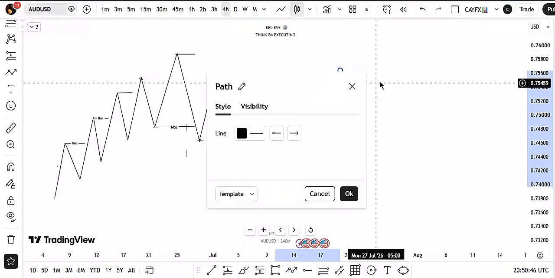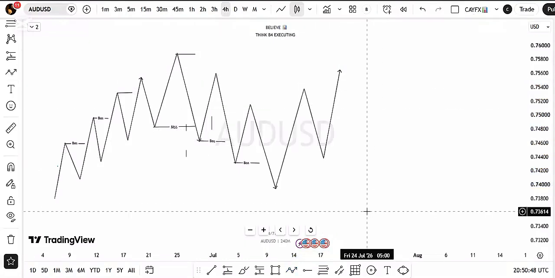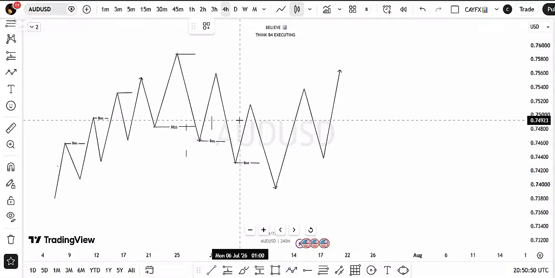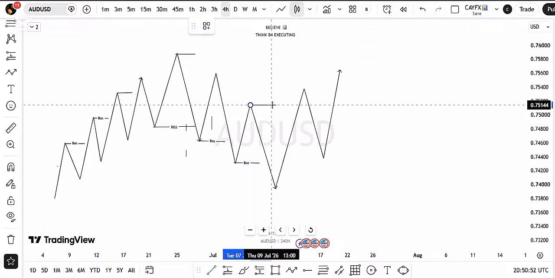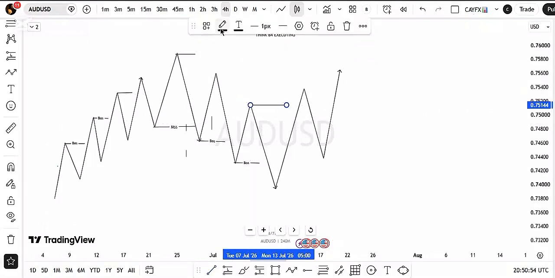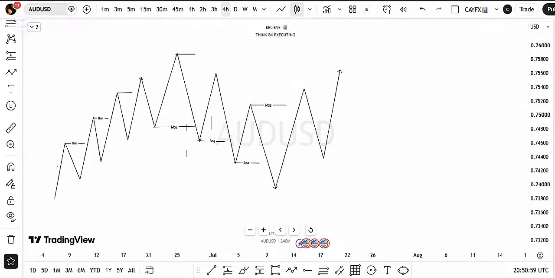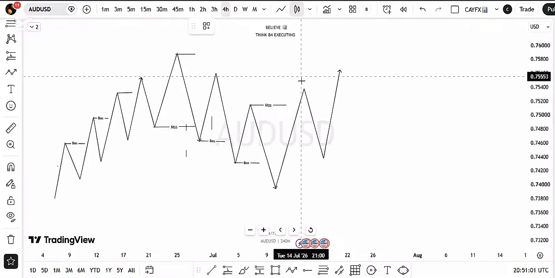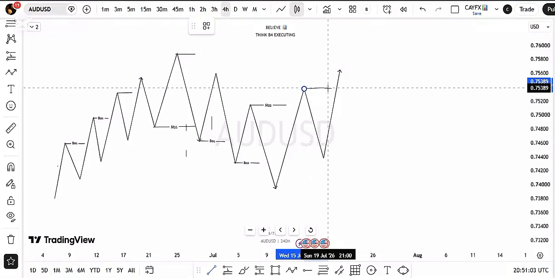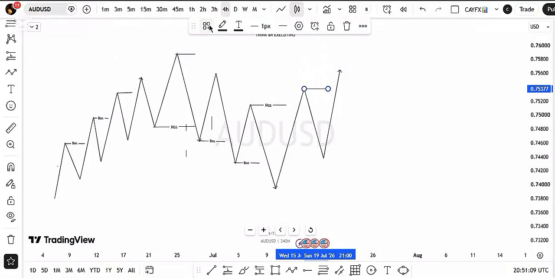Now you know that the market has changed direction. So we now see that this is where the market changed direction from bearish movement towards a bullish movement, and we now continue with what? With a break of structure to the upside. A break of structure to the what? To the upside.